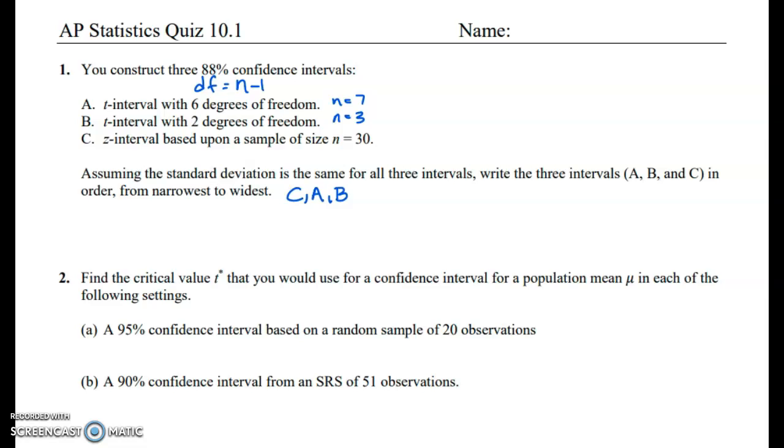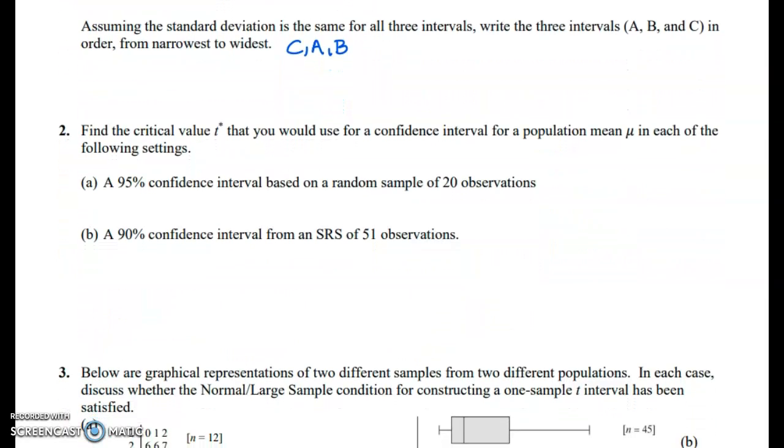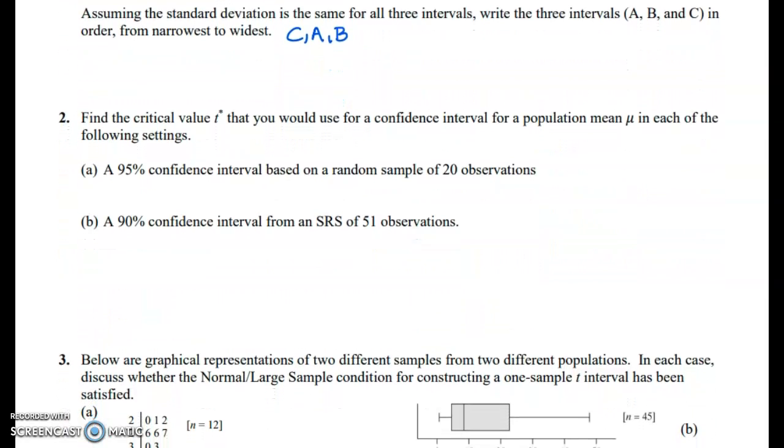As we continue to look at critical values, the next one says find the critical values. Again, they refer to that as T-star that we use for confidence intervals for means in each of the following settings. We mentioned this last class as well, so you might want to pause and get out your formula sheet. You are looking up critical values. Remember, you do need to know the confidence level.